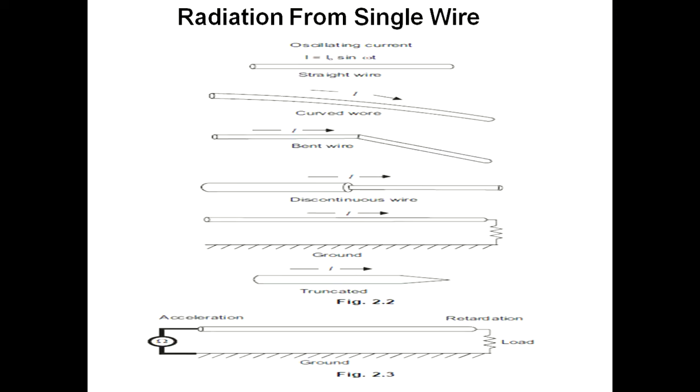This shows different ways in which we can produce a discontinuity in a single wire: by bending, by terminating, by connecting to a different length of wire, by connecting to a different diameter of wire, and so on.